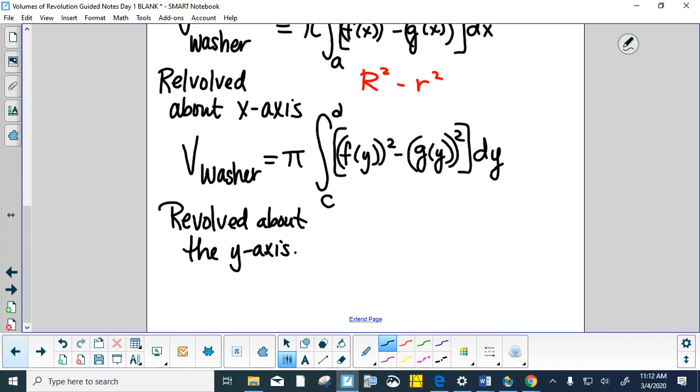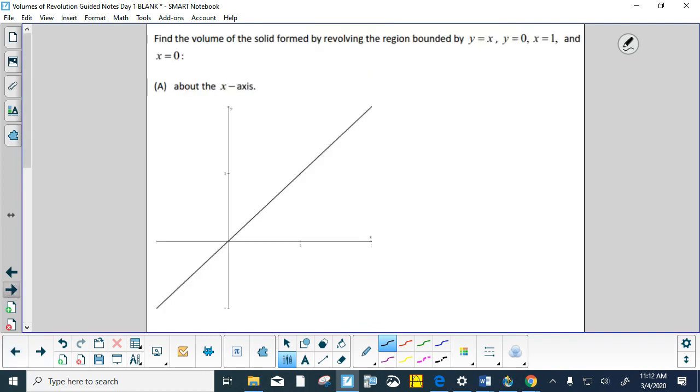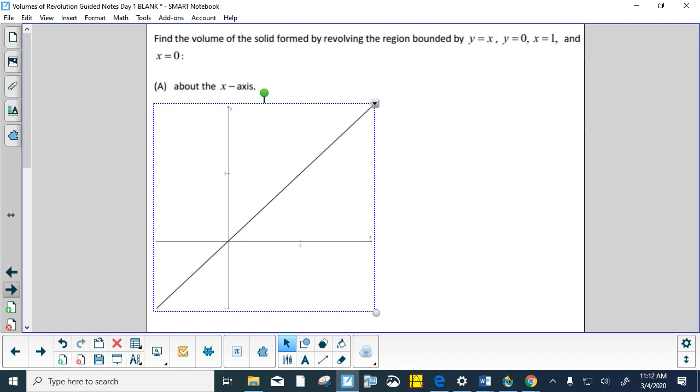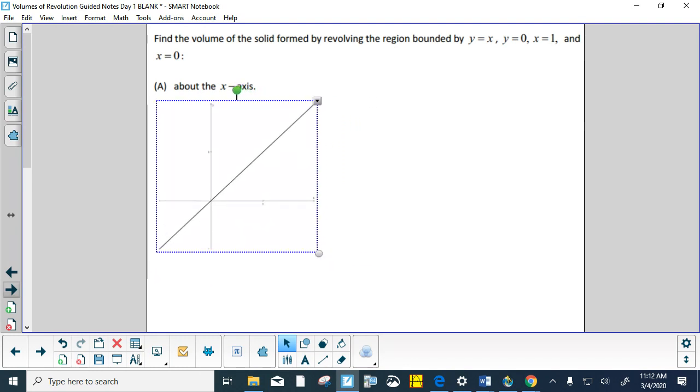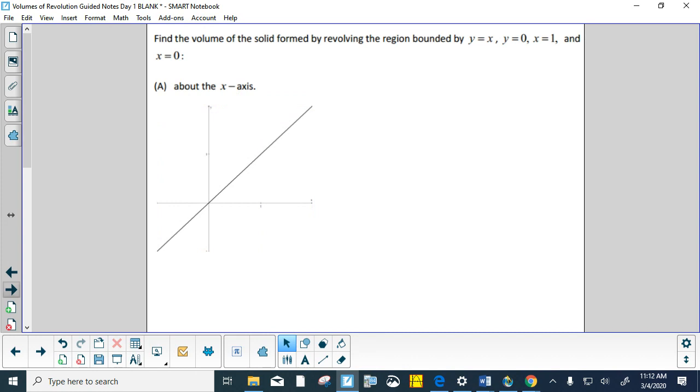Okay, so we're going to be finding volumes of revolution with disks and washers. Let's see what we got. I got 15 minutes, I got to hurry up here. Find the volume of the solid formed by revolving the region bounded by y equals x, y equals 0, x equals 1, and x equals 0 about the x-axis.